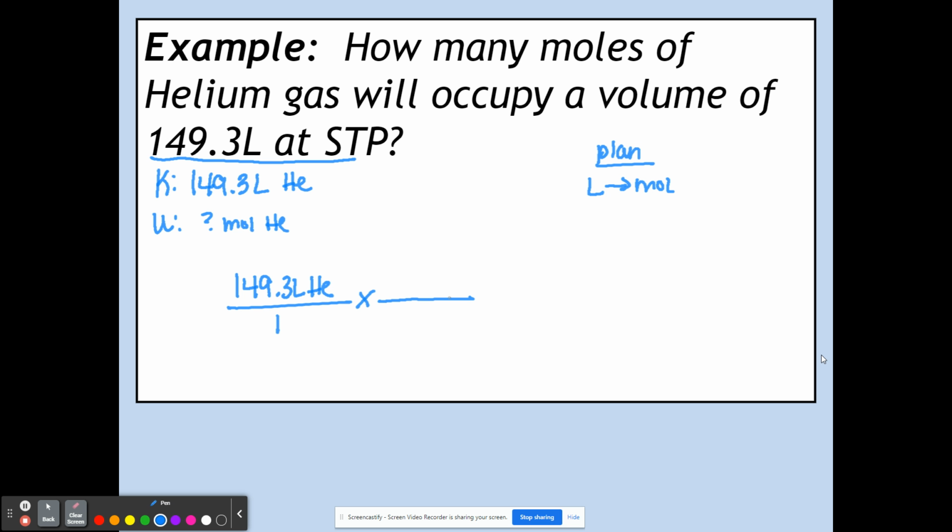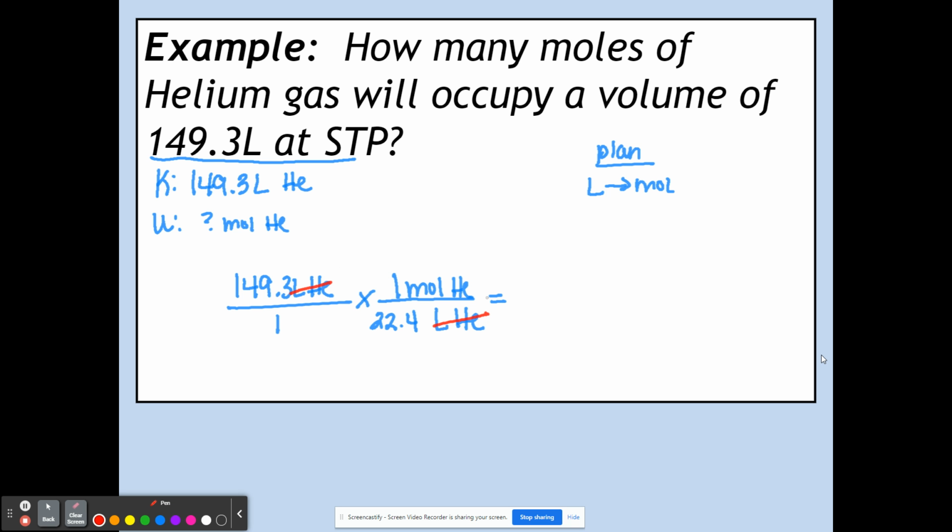Now for all gases, our equality, our fraction, our conversion factor does not change. It is always either 22.4 liters over 1 mole or 1 mole over 22.4 liters. Because we start with liters here, I know liters of helium has to be on bottom. And I know that number is going to be 22.4. And on top, I have 1 mole of helium. That is my unknown.